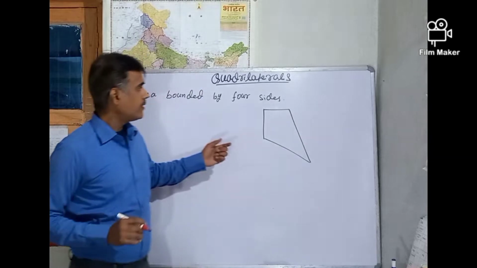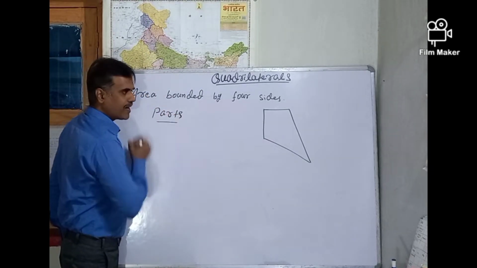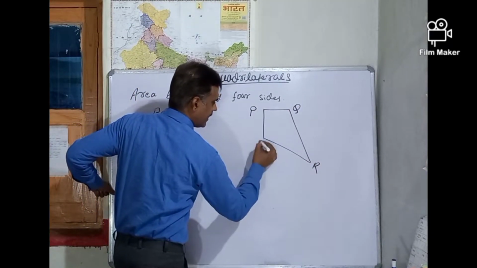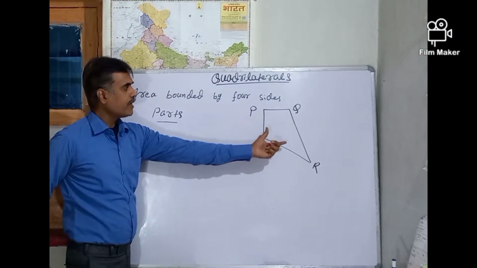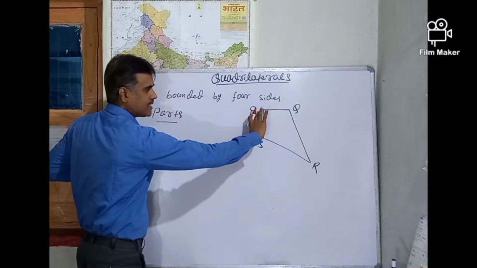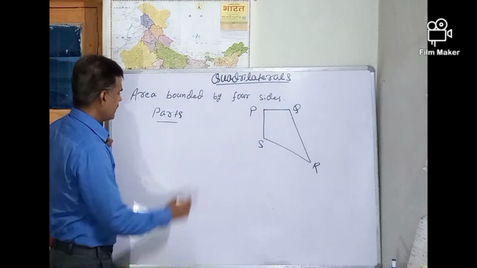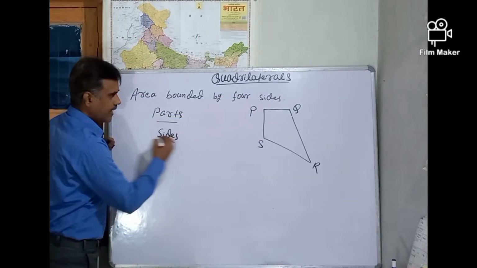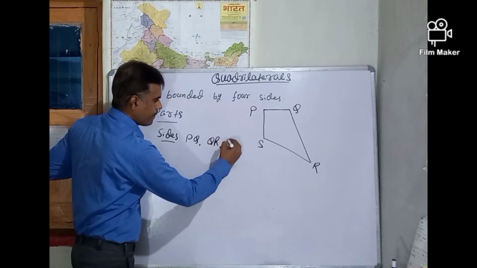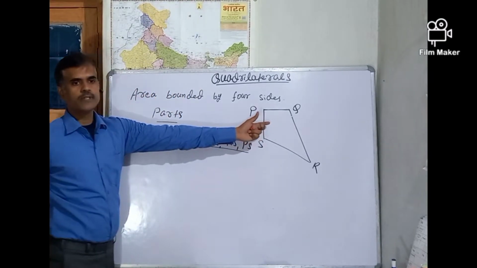So now we will see the various parts of the quadrilateral. Quadrilaterals have some parts. Suppose this is a quadrilateral PQRS. In this figure, we can see that PQ is a line segment, PS is another line segment. So these line segments are called the sides of the quadrilateral. Sides we can write like this: PQ, QR, RS and PS. These four are called the sides of the quadrilateral.